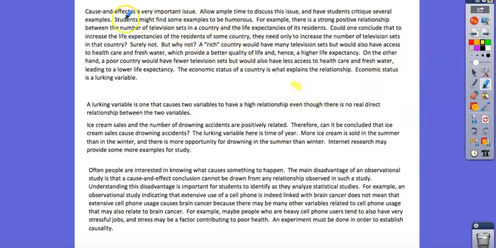Okay, now this is the other one that gets everybody: cause and effect.